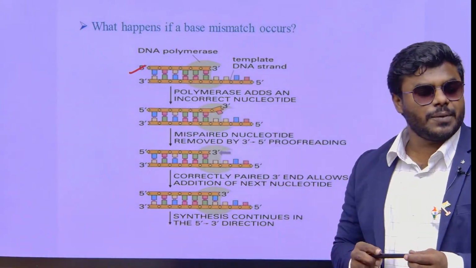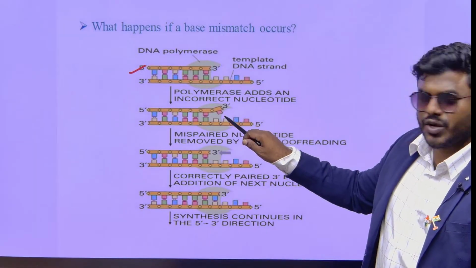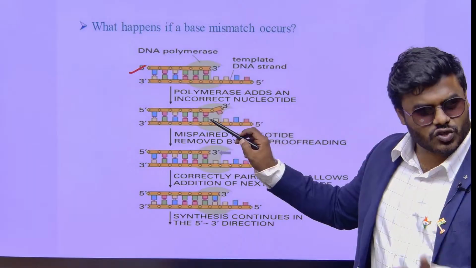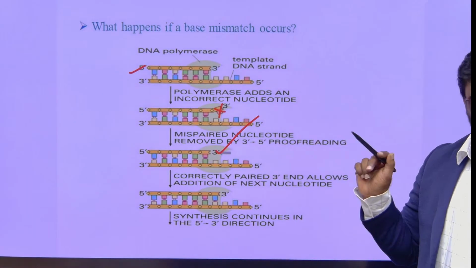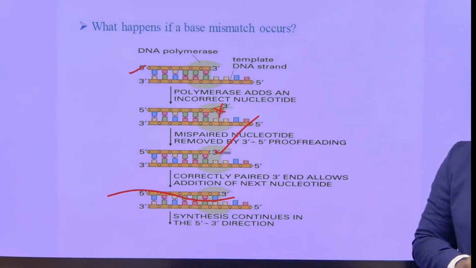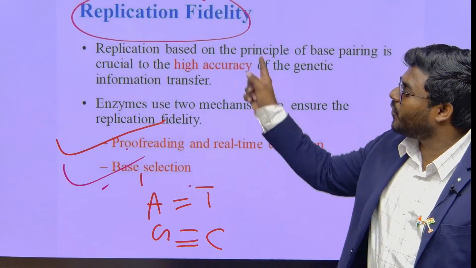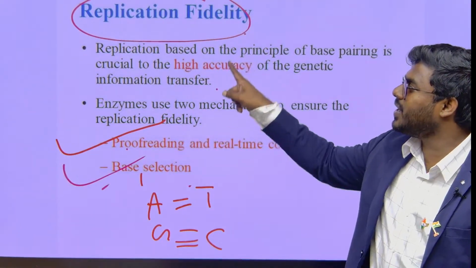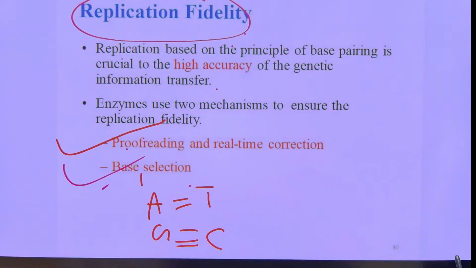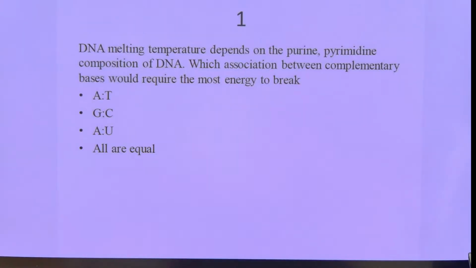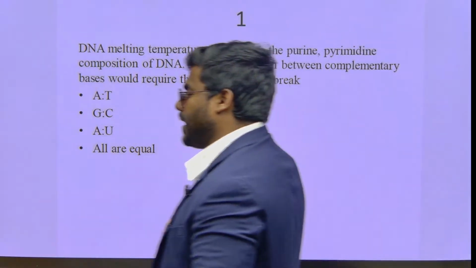So while doing the proofreading, if the DNA polymerase enzyme identifies that the added nucleotide is the wrong nucleotide, it will stop the replication, remove the wrong nucleotide, replace it with the healthy nucleotide, and only then will replication continue. So by using proofreading and base selection, we maintain the accuracy or fidelity of DNA replication. Whatever we explained so far are common basic rules, but without understanding the rules, you can't answer the given questions in the exam. Quickly answer.